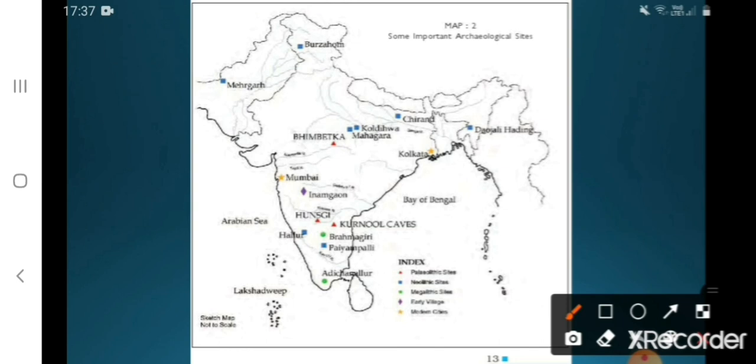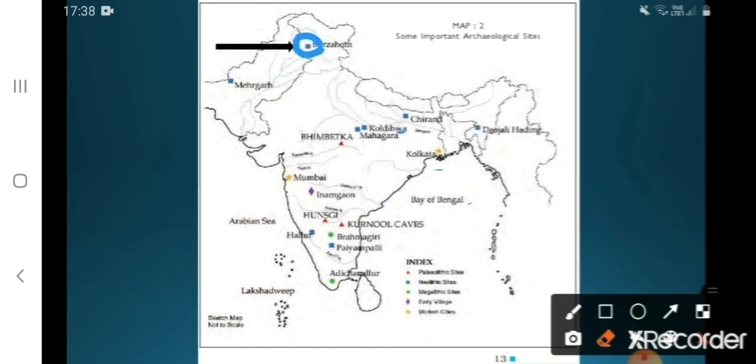Now, let's begin. The first question was A. Burzahom. So, we are going to locate where Burzahom is. Burzahom is in present day Kashmir. So, you are going to locate that place, and then you are going to draw an arrow mark and write A. Burzahom, and in bracket you have to mention which site it is, Paleolithic, megalithic or Neolithic site. So Burzahom is a Neolithic site, and you are going to write it down in the bracket.